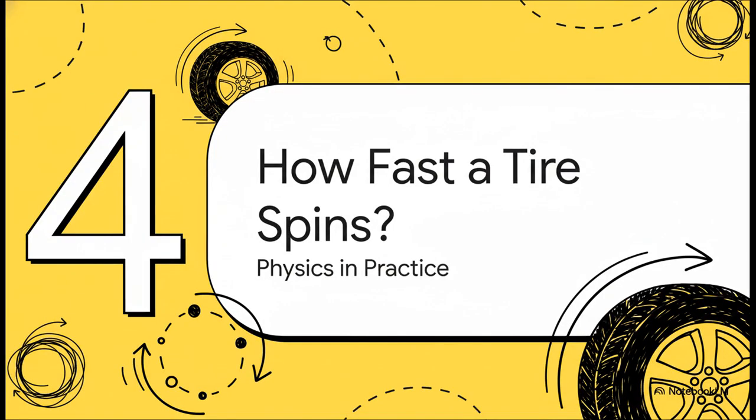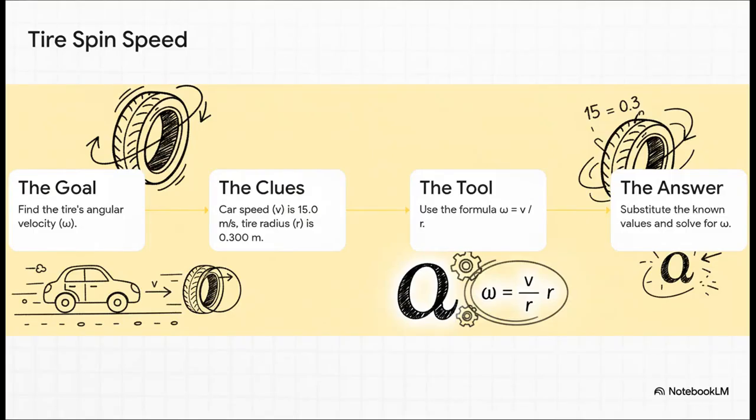All right, that was a great little conceptual puzzle, but let's see how this stuff actually works out in the real world. We can use this exact same physics to figure out something super practical, like how fast is a car's tire actually spinning? Okay, let's set up the problem. Our goal is to find the tire's angular velocity, that omega or spin speed. What do we know? Well, we know the car itself is moving at 15 meters per second.